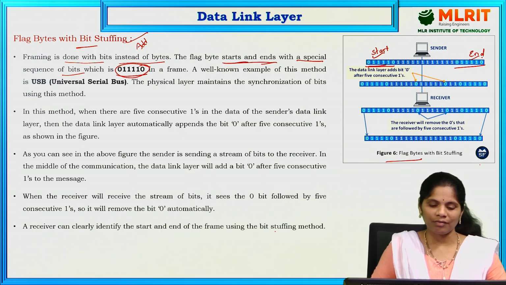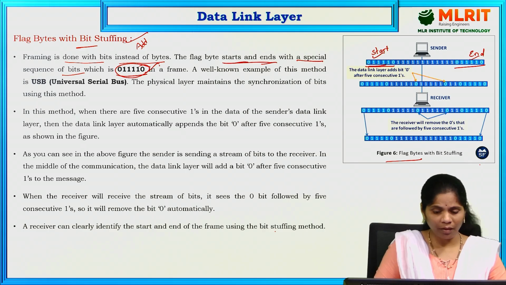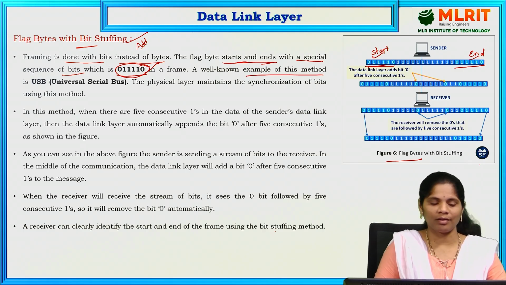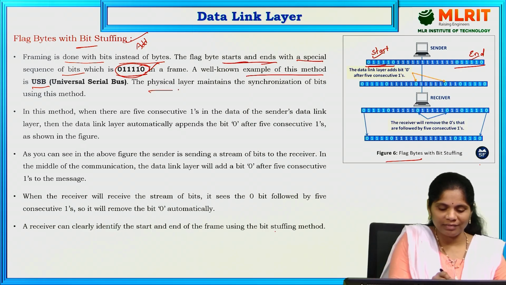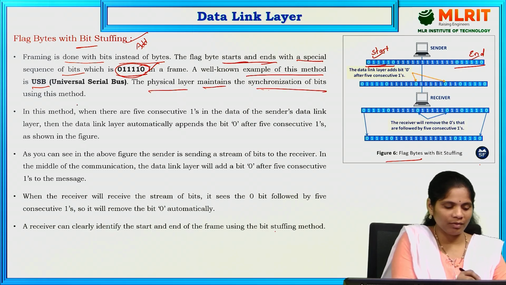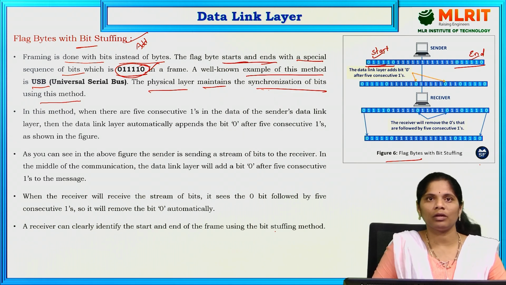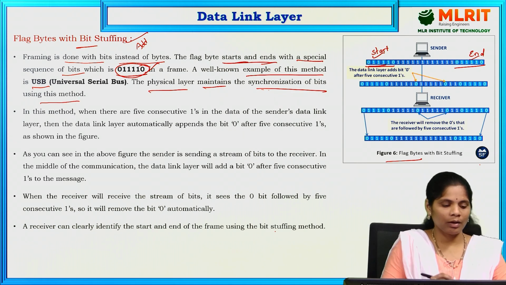For that reason we have to add a special type of bits. The well-known example of this method is the Universal Serial Bus. In a Universal Serial Bus, we add them like this only. The physical layer maintains the synchronization of the bits using this particular method only. How is this method going to be used?